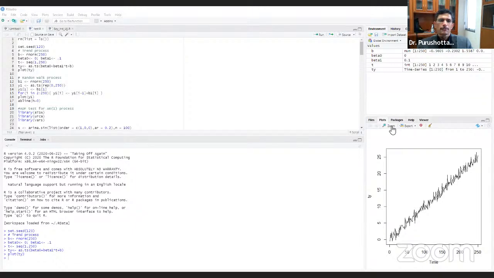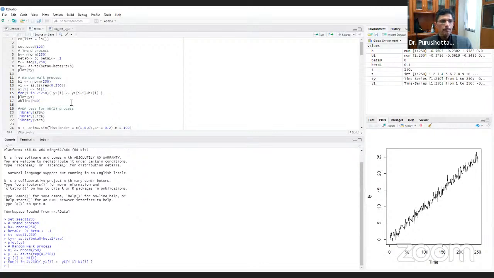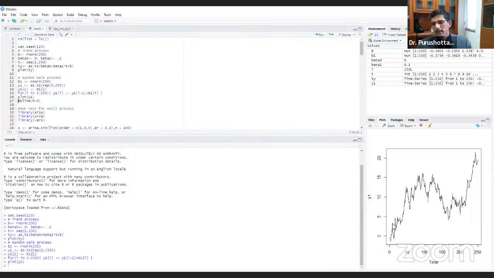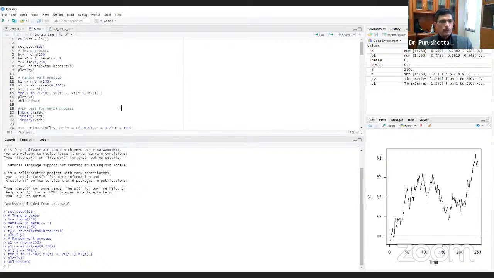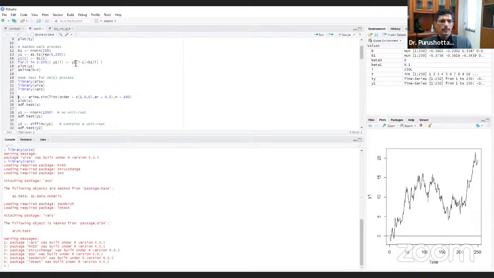It's a deterministic kind of trend which we can see here. Then a random walk series, which we are naming as Y1. This is an example of a random walk series, which we have seen in our presentation also. So we are going to test whether these two series are stationary.